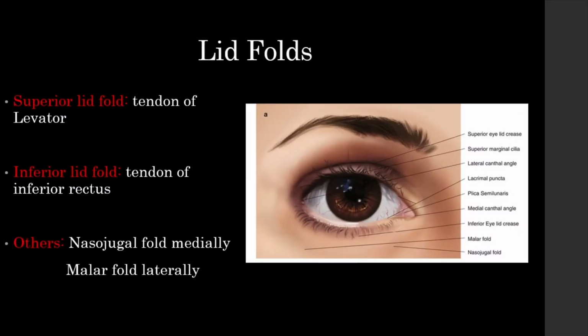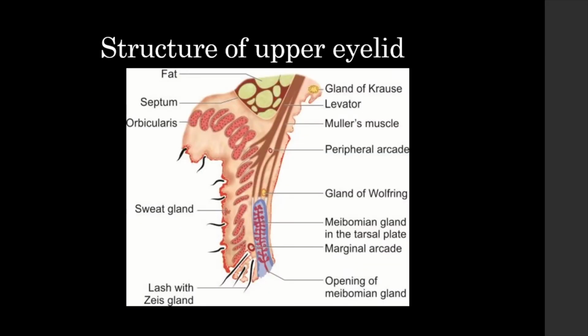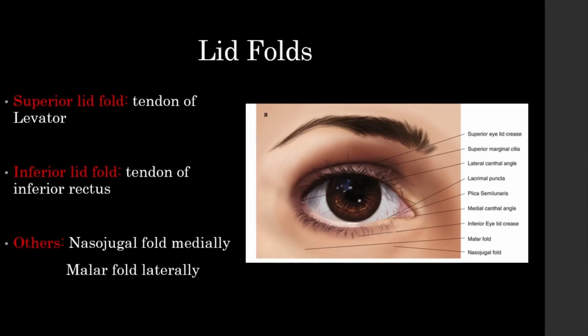Lid folds. The superior lid fold is formed from the tendon of the levator. This tendon of levator extends its fibers between the muscle bundles of the orbicularis and gets attached to the skin. And the lower lid fold is formed from the tendon of inferior rectus muscle. And in the lower lid, you have the nasojugal fold medially and the malar folds laterally. This marks the junction between the lid skin and the cheek.